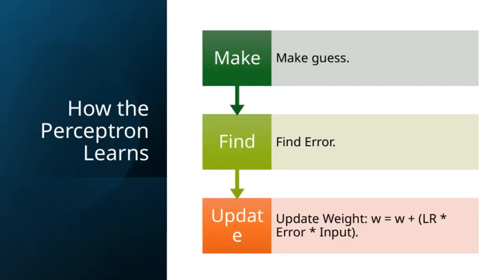Let's talk about how the perceptron actually learns. At its core, it's a simple process of trial and error. The perceptron makes a prediction, then checks if it's right. If it's wrong, it adjusts its internal settings, its weights, just a little bit. Over time, with enough examples, those small tweaks add up. The perceptron gets better and better at separating data into the right categories. It's a straightforward, powerful way to learn from experience.